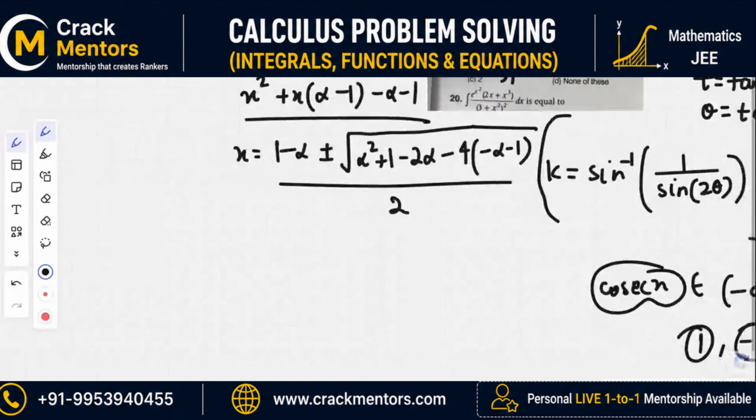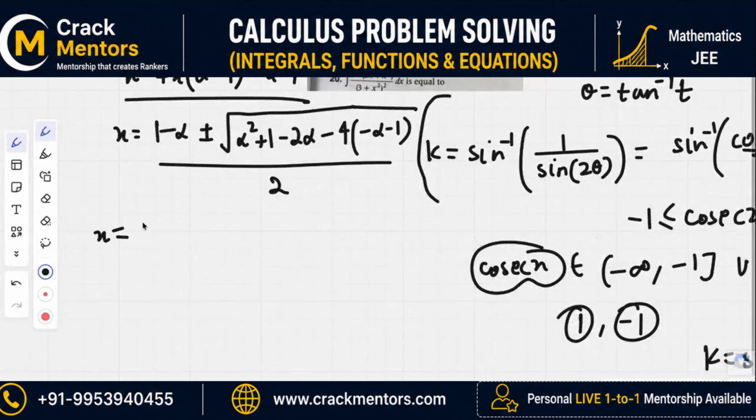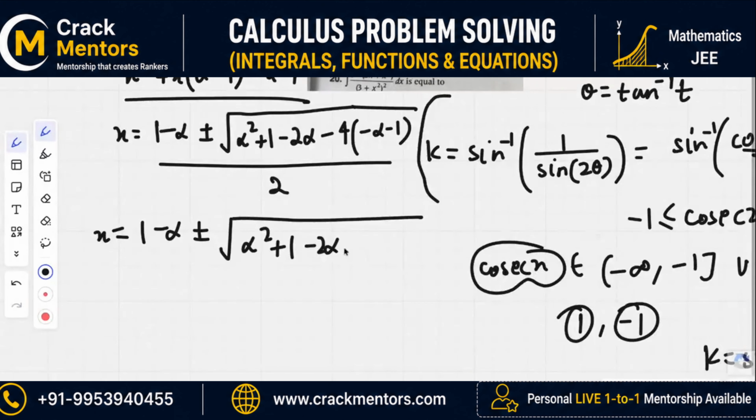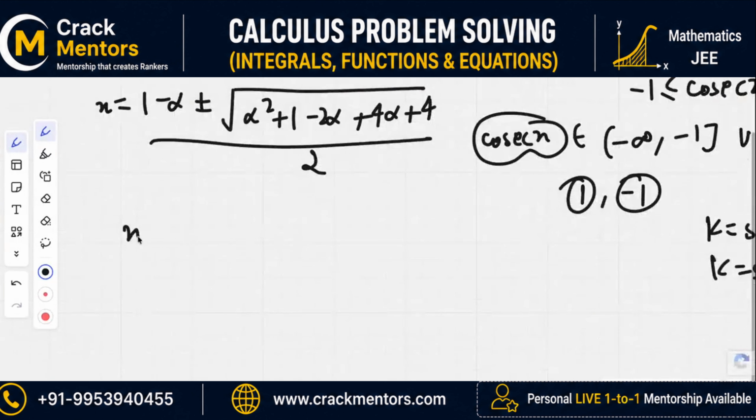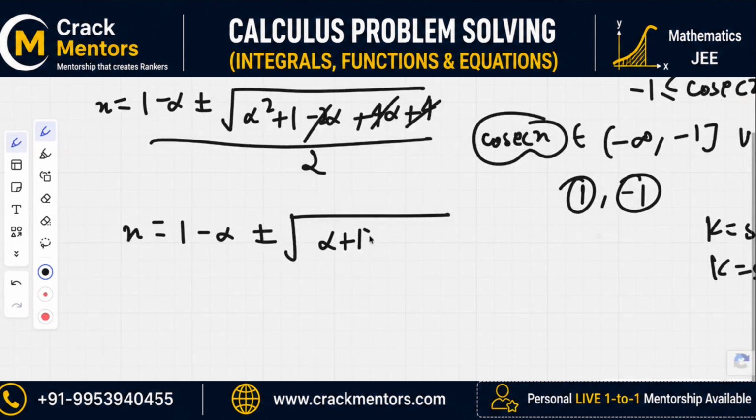Now my x comes out to be 1 minus alpha plus minus under root of alpha square plus 1 minus 2 alpha plus 4 alpha, and then plus 4, all over 2. You can do one thing actually. See, this would become plus 2 alpha. So isn't it alpha plus 1 square plus 4, over 2?